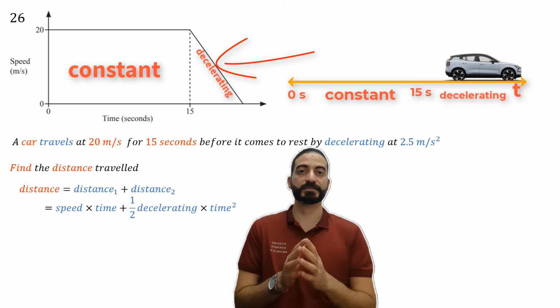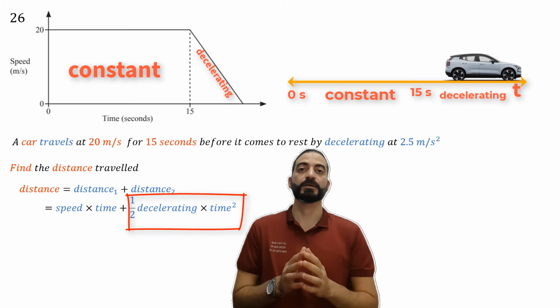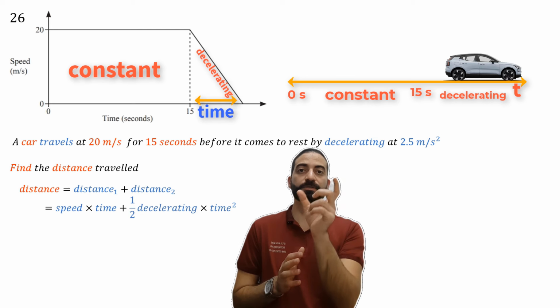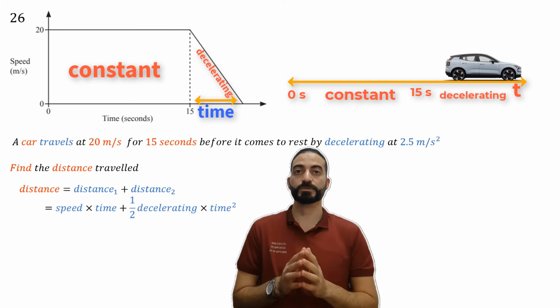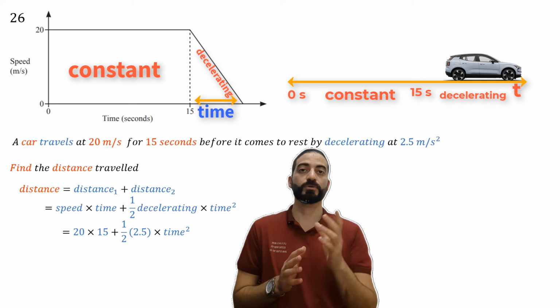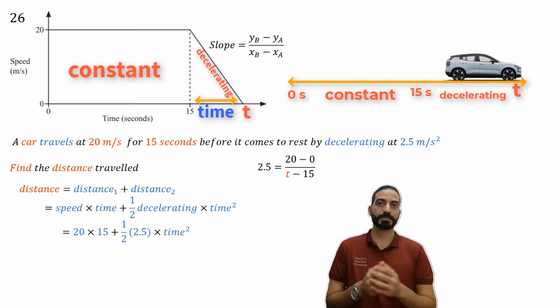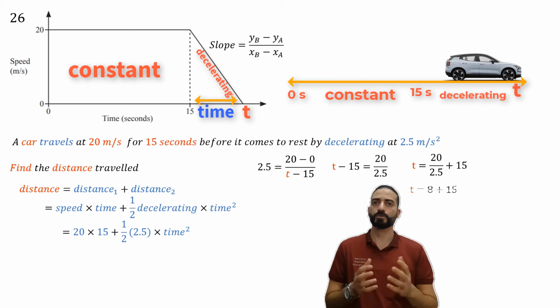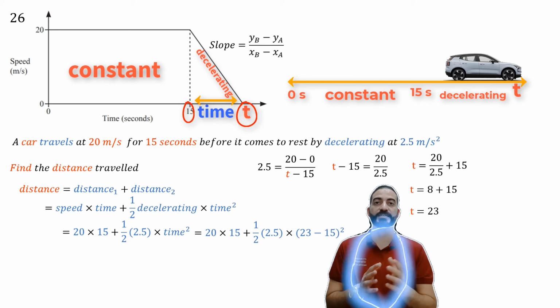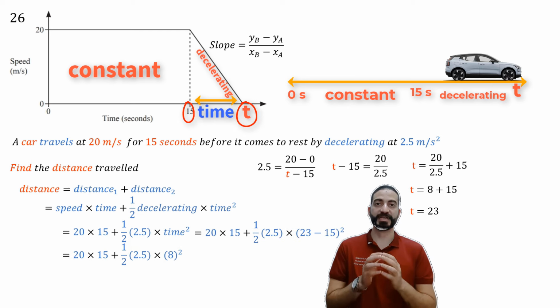Since the speed is decelerating, we must use this rule, but we need the time, that is the time from here to here. So we can use the slope rule, which is in this form, and the slope equals 2.5. In this way, we get the answer for t. Now, it takes this time from here to here, so we do a subtraction to get the answer. Now we put the answer here to finally get the result.